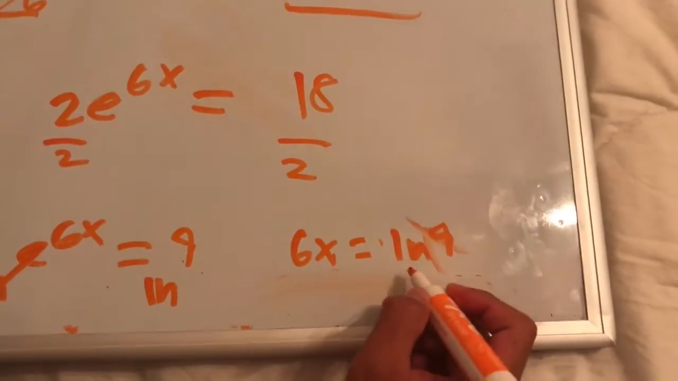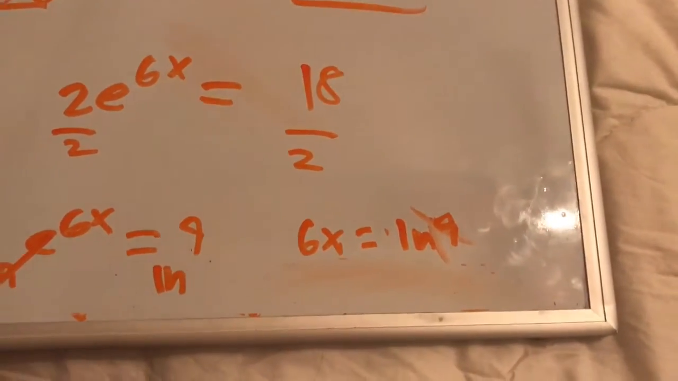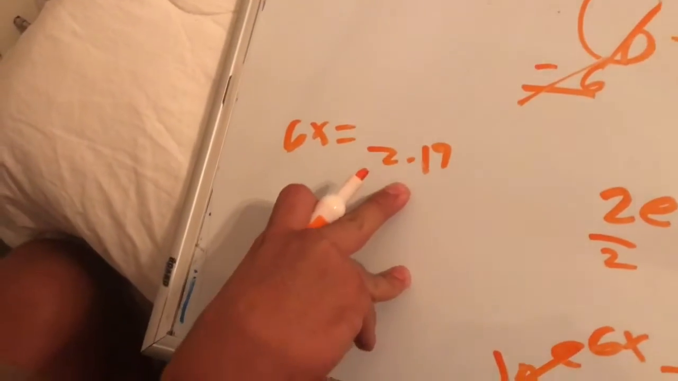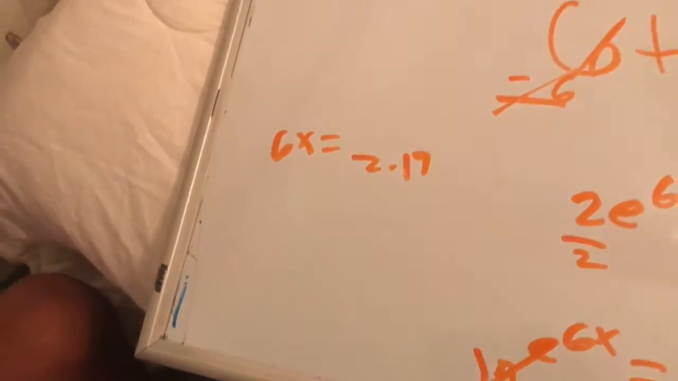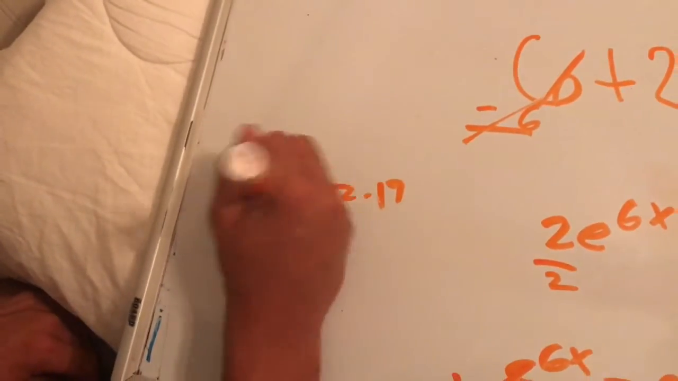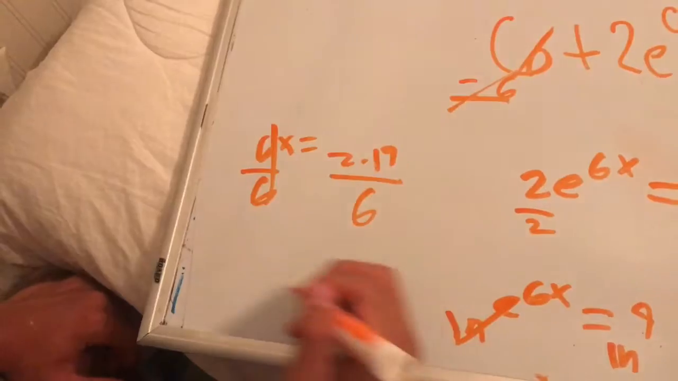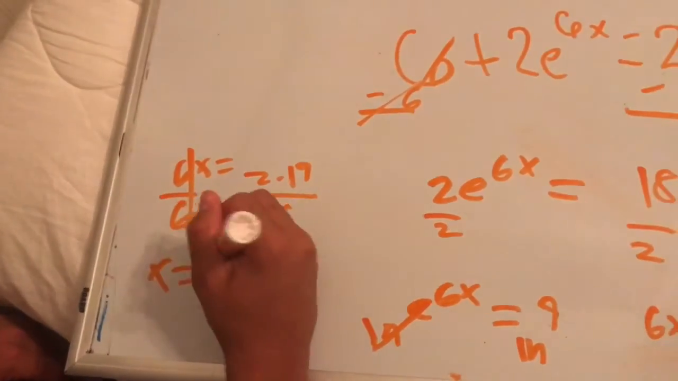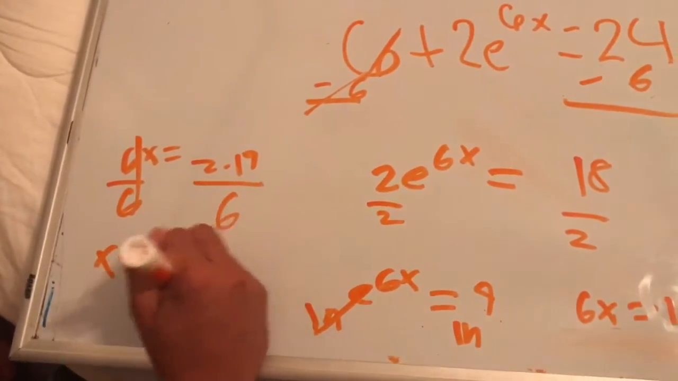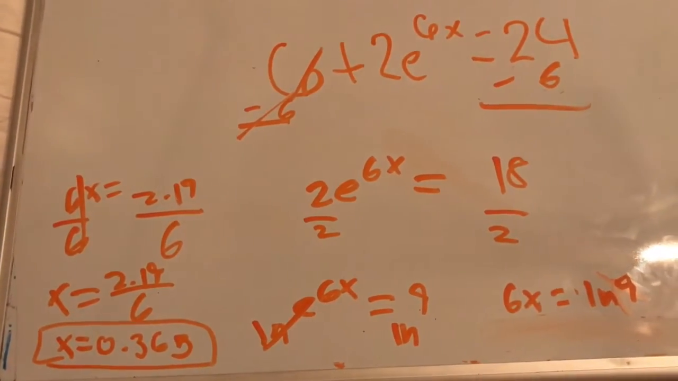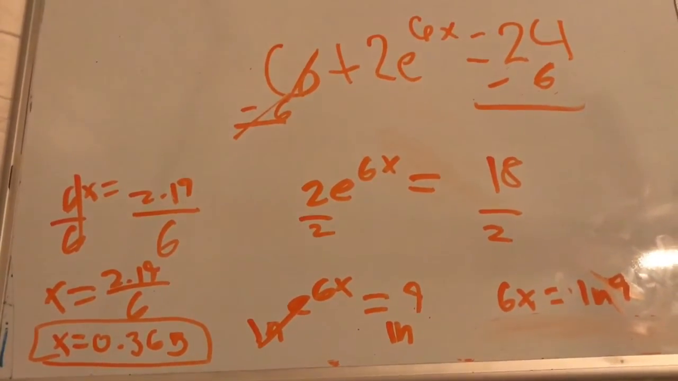Now we're going to solve our natural log of 9. When you calculate that on the calculator, it comes out to about 2.19. So we need to divide by 6 to isolate the x. You're going to have x equaling 2.19 over 6. We'll input that on the calculator. Now we see that our final answer will be x equals 0.365.